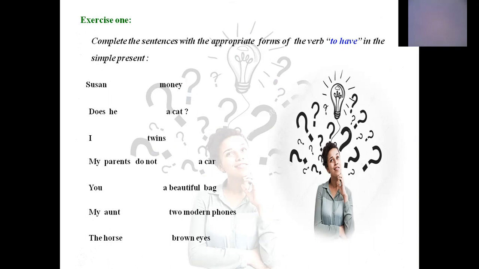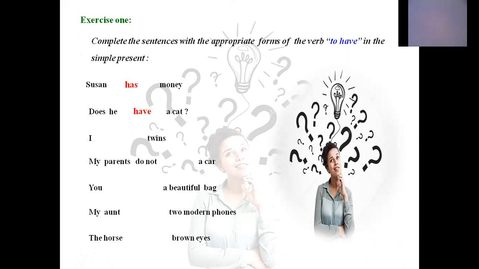Susan. Here the personal pronoun is she. Susan has money. Has is the simple present form of the verb to have with the third person pronoun she, which is Susan.